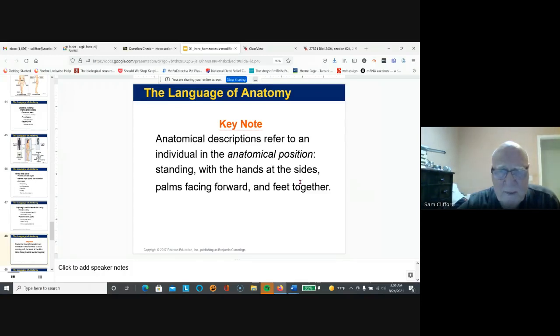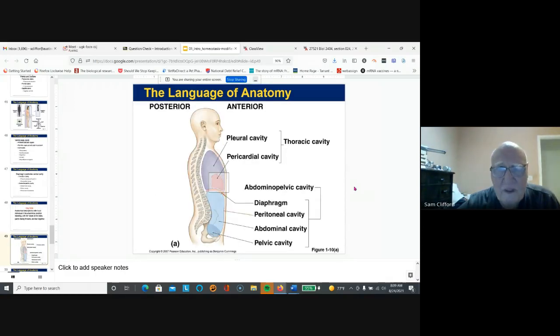So this tells you what anatomical position is. We know that already. Okay, again, here's our back, our front, the pleural cavity and the pericardial cavity and the thoracic cavity. And the abdominal pelvic cavity is separated from the thoracic by the diaphragm. The peritoneal cavity is the membrane that surrounds all the organs in your abdominal and pelvic cavity.